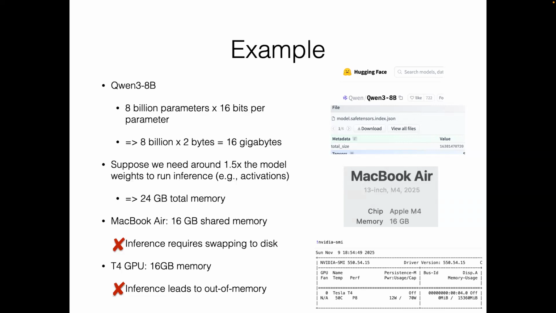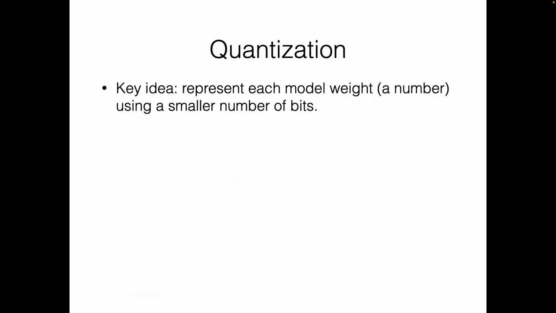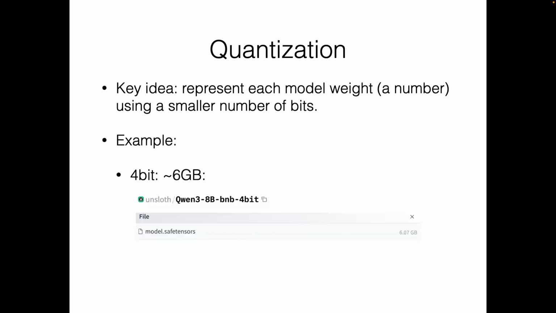Okay, so this is an issue, but it turns out that there's ways around it, which is what we'll talk about today. So what we'll talk about is quantization. And so here the key idea is to represent each model weight, and if you want the activations, which are just numbers, using a smaller number of bits. So instead of 16, for instance, let's say that we use just 4 bits. Well, now we can have a smaller version of the model.